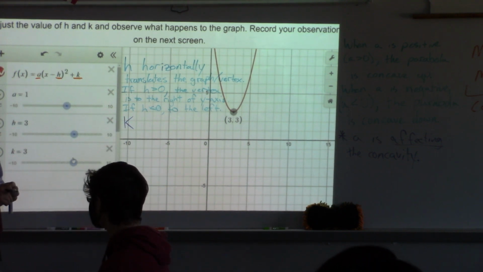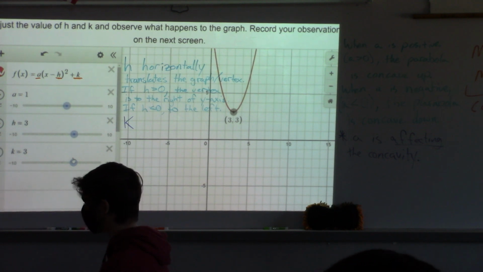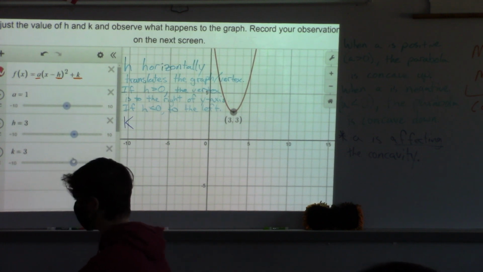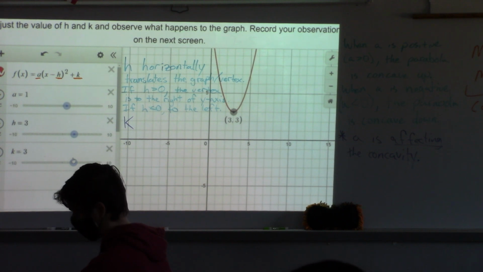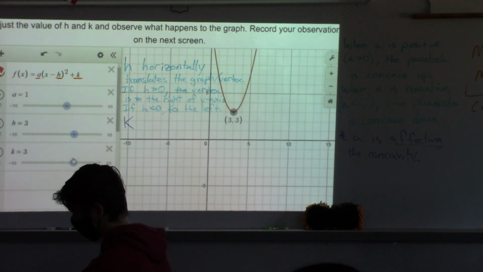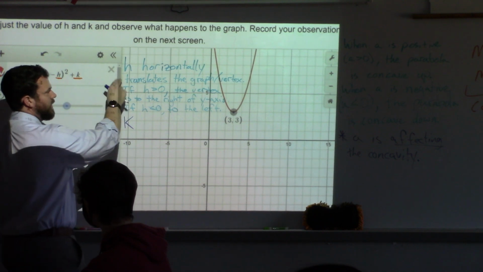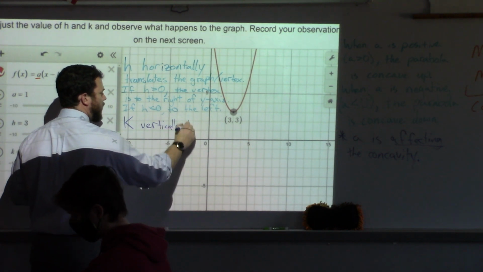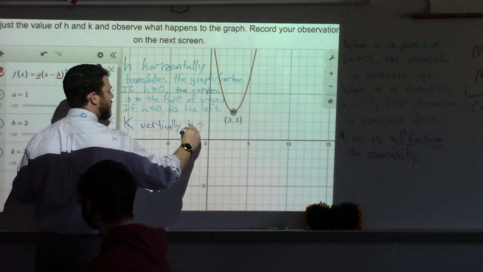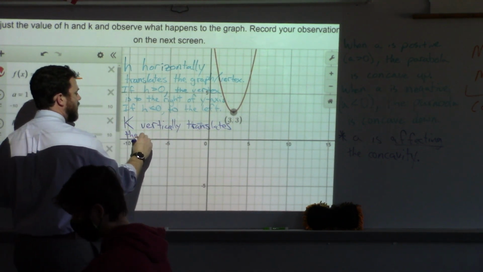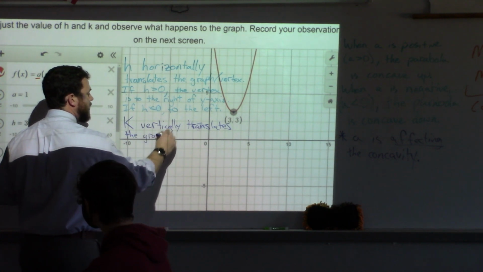So what is k doing? What's the more mathematical term than move? Translates. Remember, horizontal versus vertical, that's a direction. The mathematical term for move, in this case, is translate. So k vertically translates the graph slash vertex.